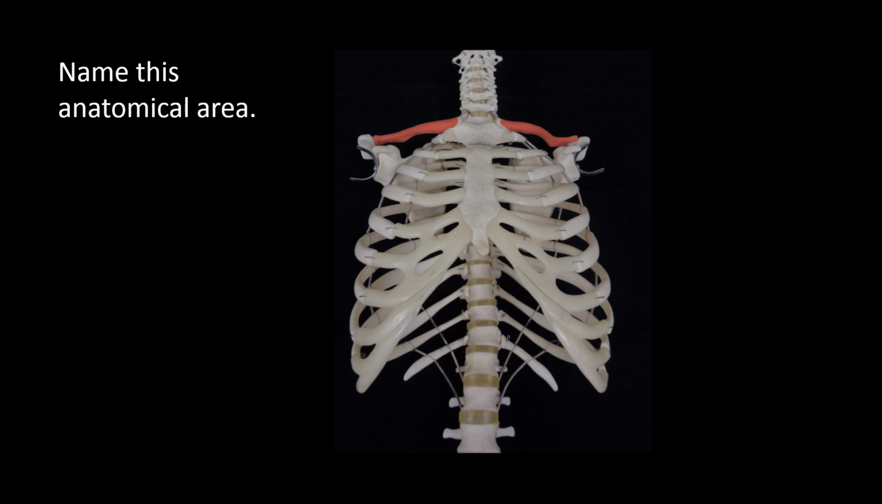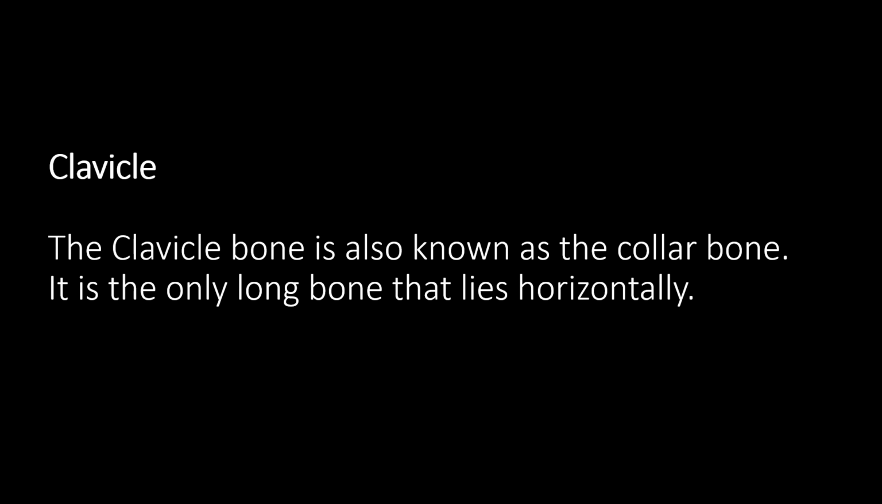Name this anatomical area. Clavicle. The clavicle bone is also known as the collar bone. It is the only long bone that lies horizontally.